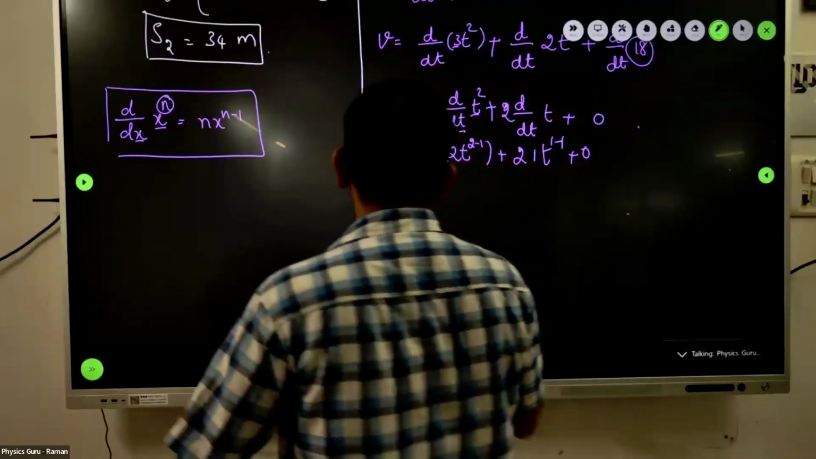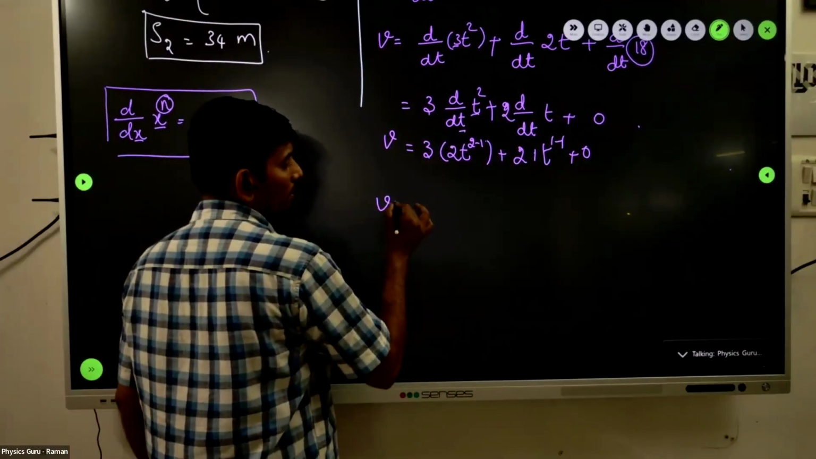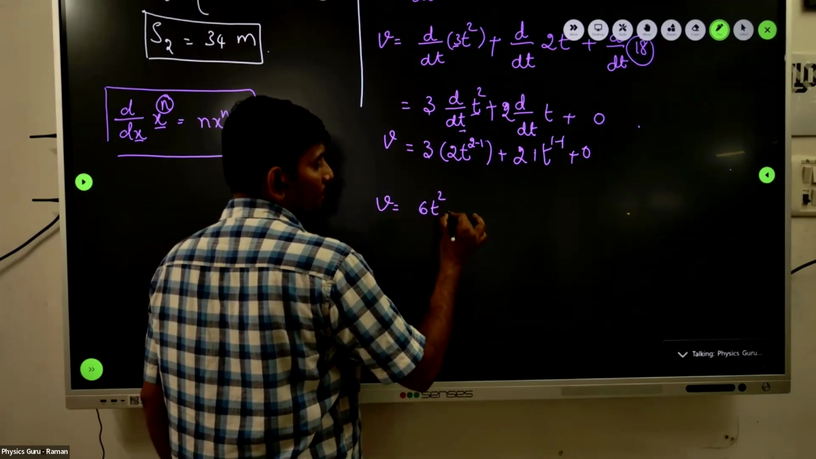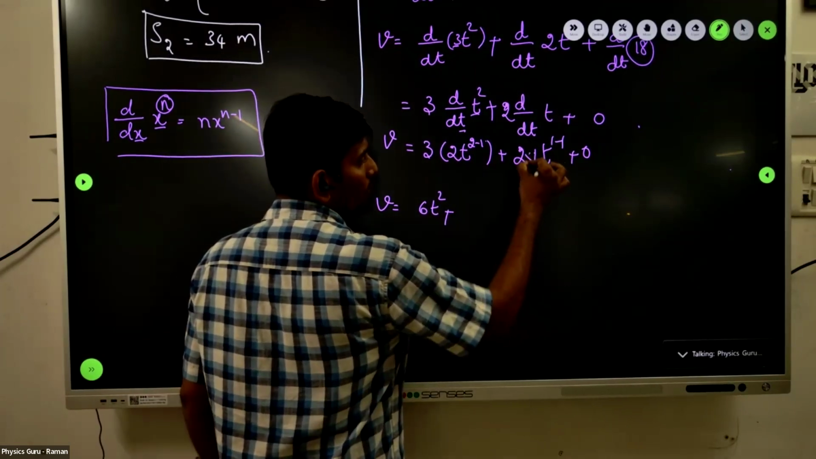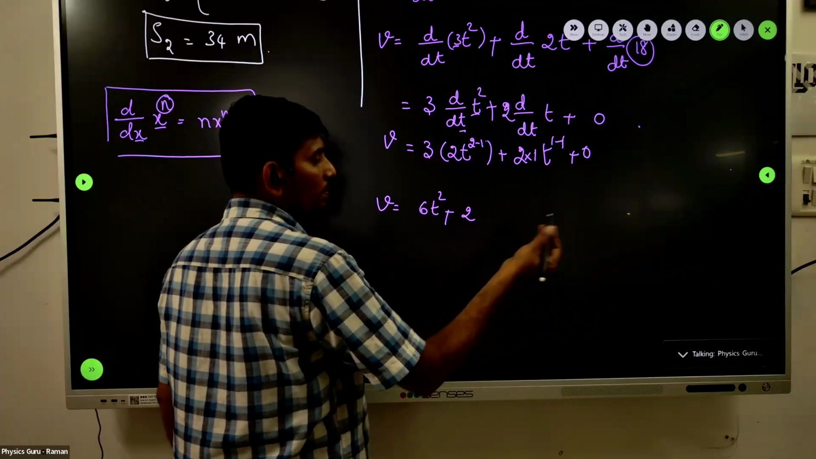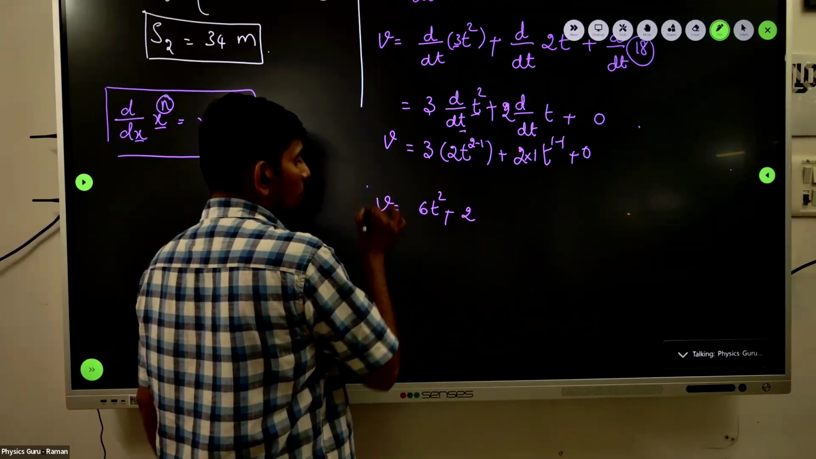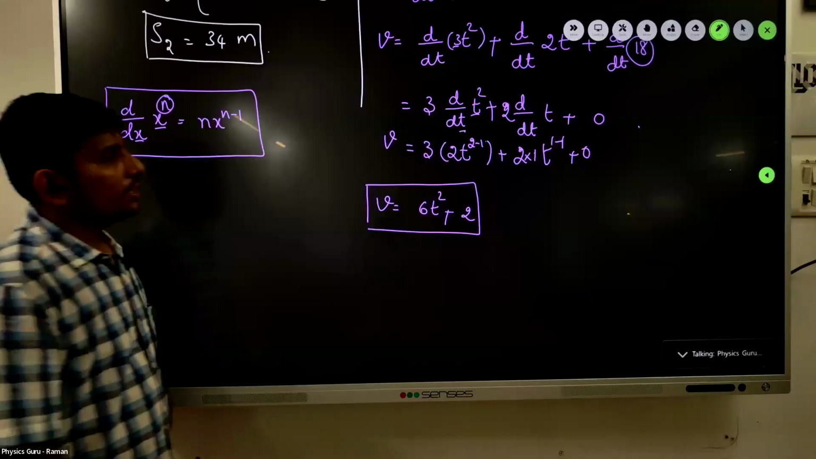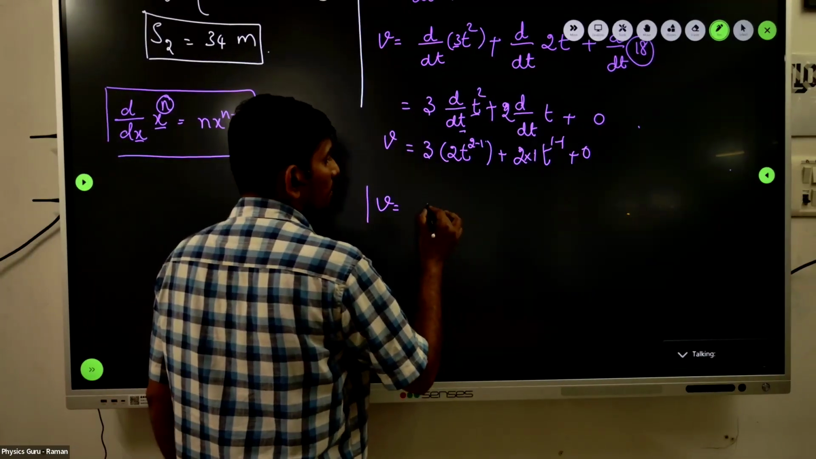So now tell me, sir, v is equal to 6t squared plus 2 multiplied by 1, which is equal to 2, and t to the power 0, anything to the power 0 is 1. That's it, sir. So this is the general formula of velocity. Correct? But it's 6t plus 2. Okay.